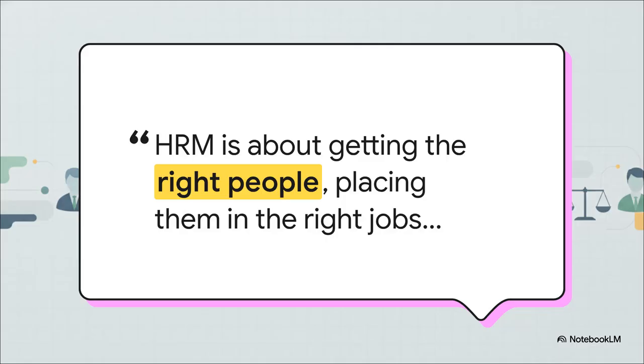The original lecture gave us this fantastic memory aid to wrap this all up. HRM is about getting the right people, placing them in the right jobs, developing the right skills, rewarding the right performance, and retaining the right talent to achieve the right organizational goals. If you remember one thing today, let it be that formula right there.